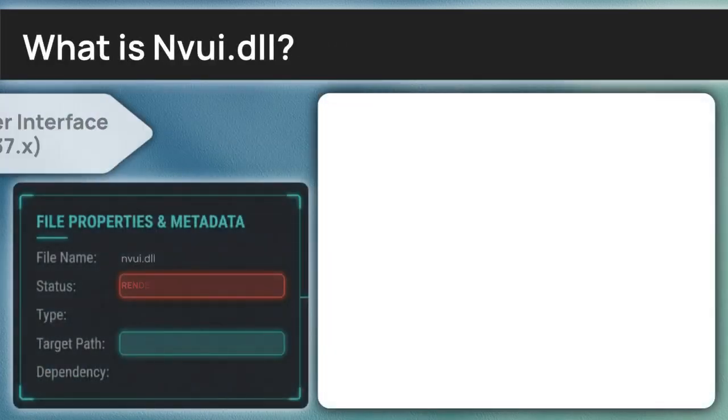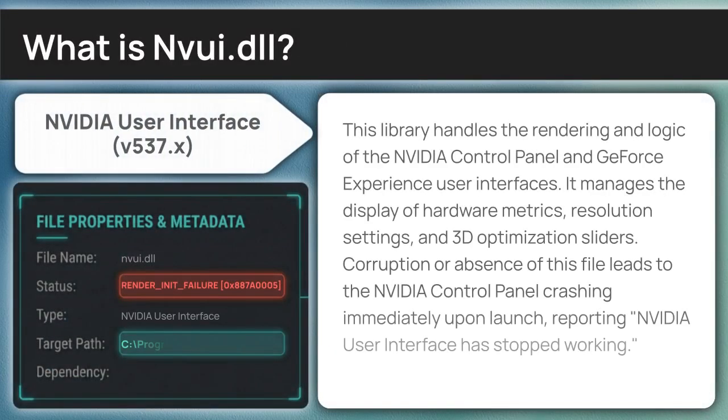This is the NVIDIA User Interface Library. This library handles the rendering and logic of the NVIDIA control panel and GeForce Experience user interfaces. It manages the display of hardware metrics, resolution settings, and 3D optimization sliders. Corruption or absence of this file leads to the NVIDIA control panel crashing immediately upon launch, reporting NVIDIA User Interface has stopped working. Since we've identified what's missing, let's try the official recovery method.